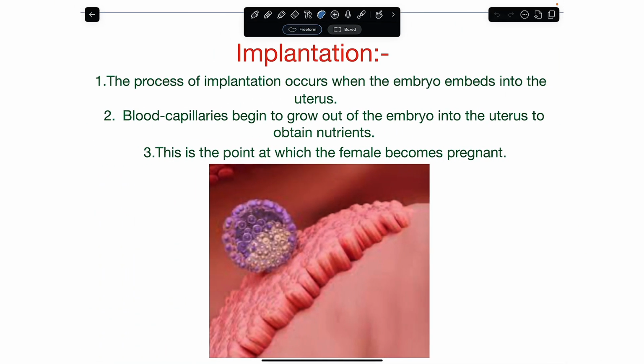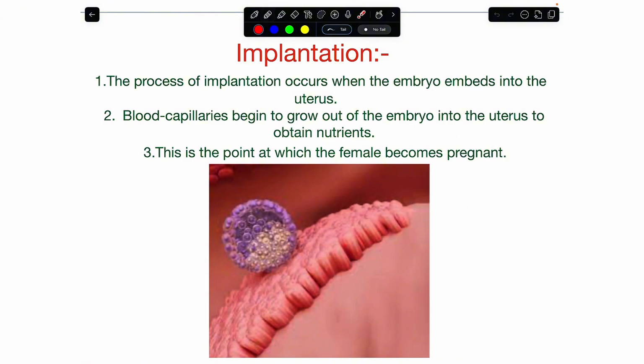So if I were to simply tell you what implantation is, implantation is that major process where the embryo embeds or attaches itself to the lining of the uterus, the endometrium, which is the soft inner lining that has a lot of blood supply in it.